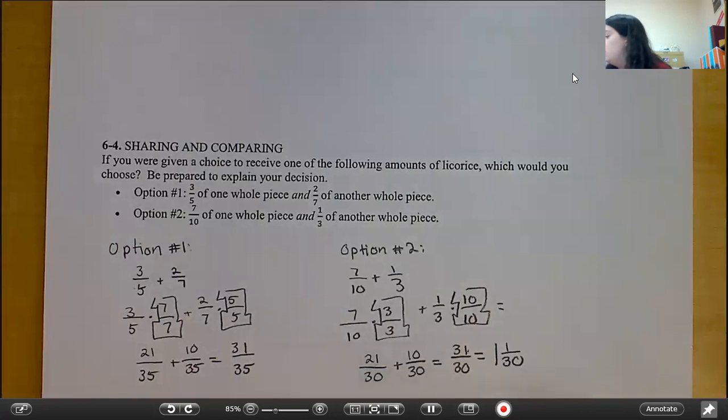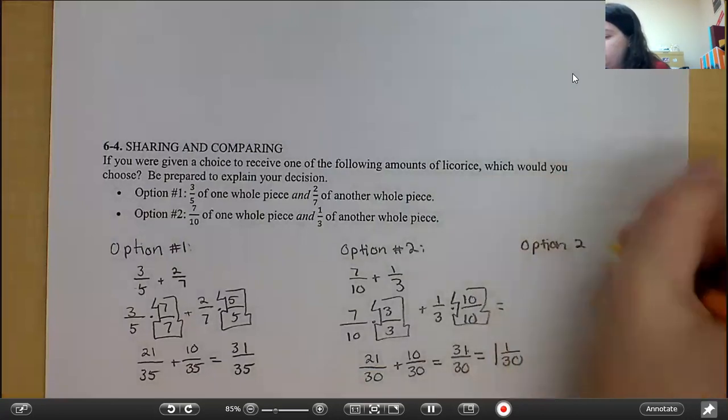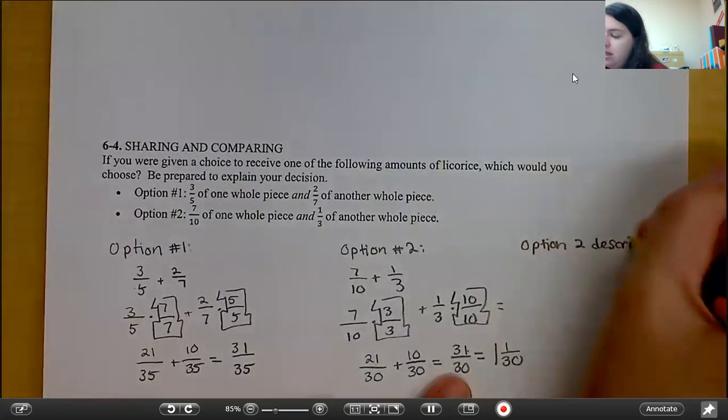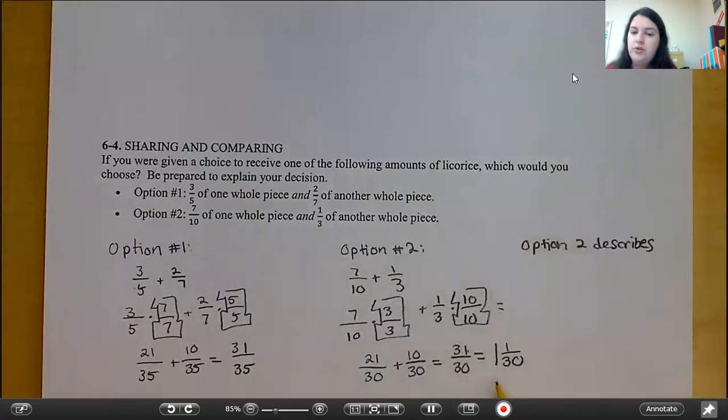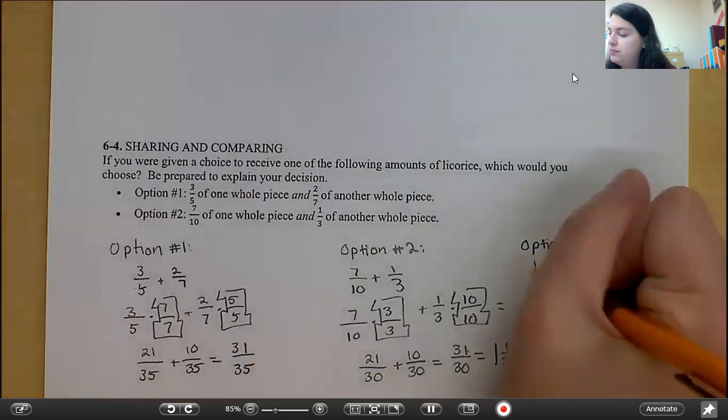So out of these two, which is the larger portion? Option 2 is the larger because each person that chooses option 2 gets one whole piece and 1/30th of another one, where here each person only gets 31/35 of each piece.